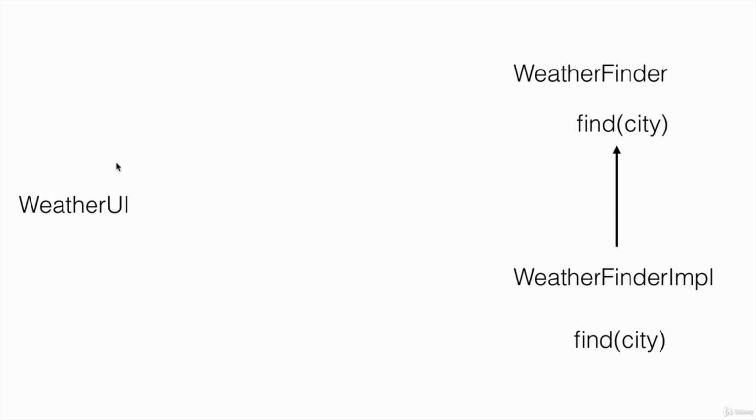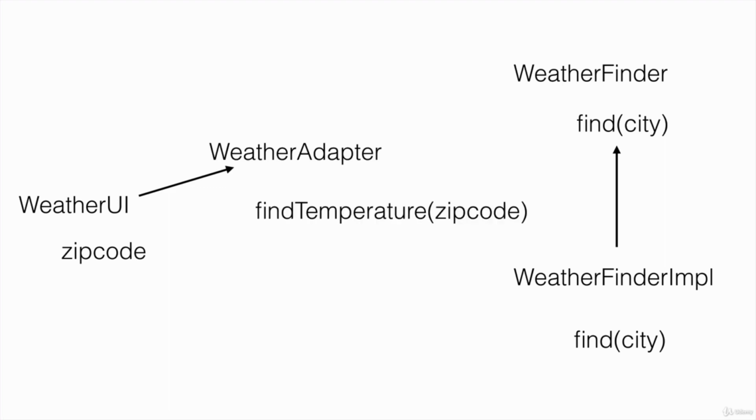And there is a UI class that wants to use the weather finder, but the UI only knows the zip code of a city. It does not have the city information, it only has the zip code, but it wants to get the weather of it. That is where an adapter comes in. We'll implement an adapter which will take the zip code.